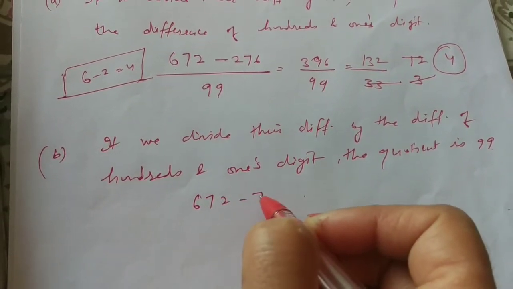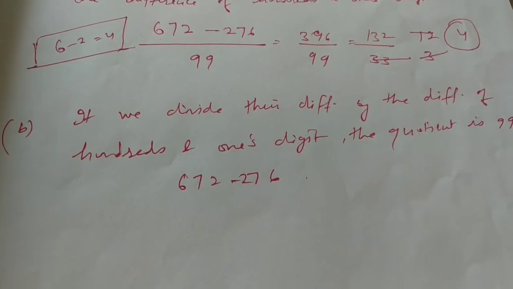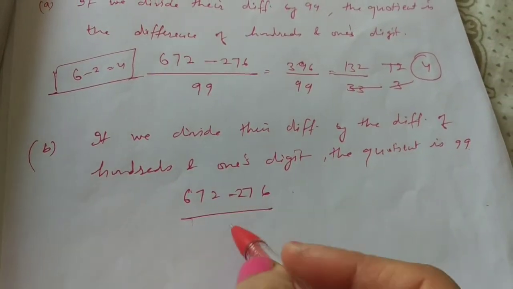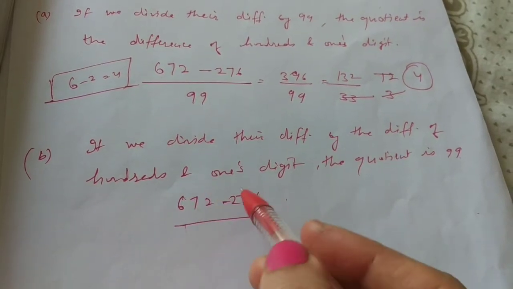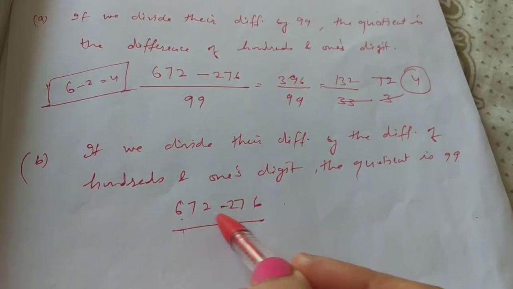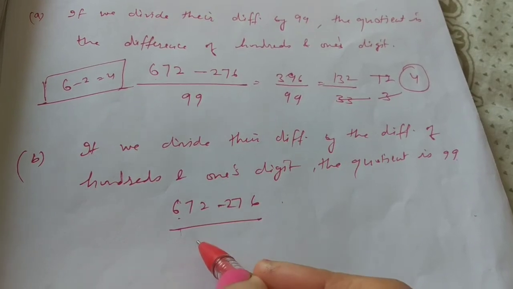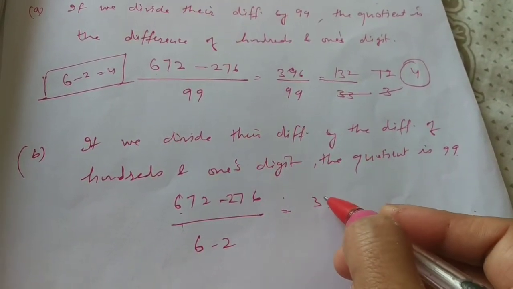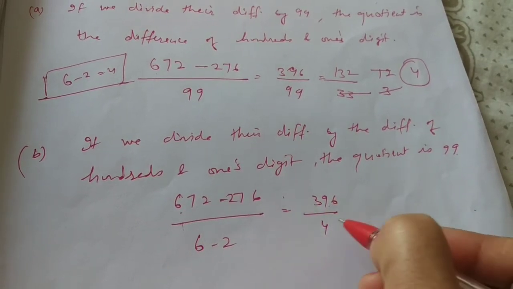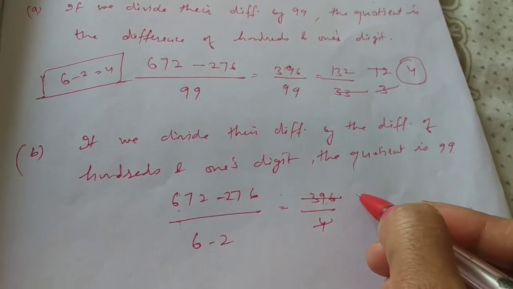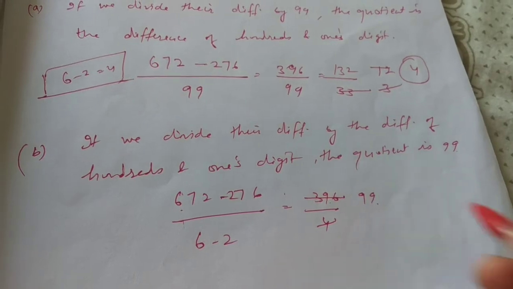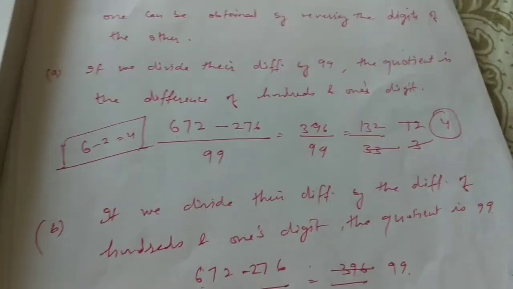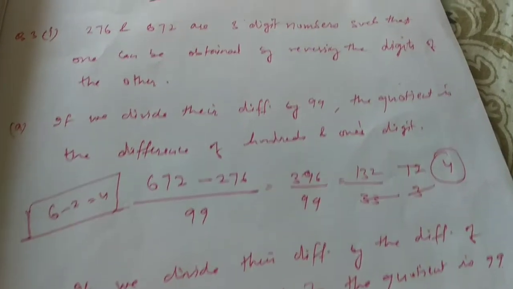672 minus 276. So if we divide their difference by the difference of the digits at hundreds place and ones place, the hundreds place is 6 and the ones place is 2, that is 6 minus 2. So we get 396 by 4, and after cancelling it we will get 99. Hope both A and B parts of the first part of question number 3 are clear.